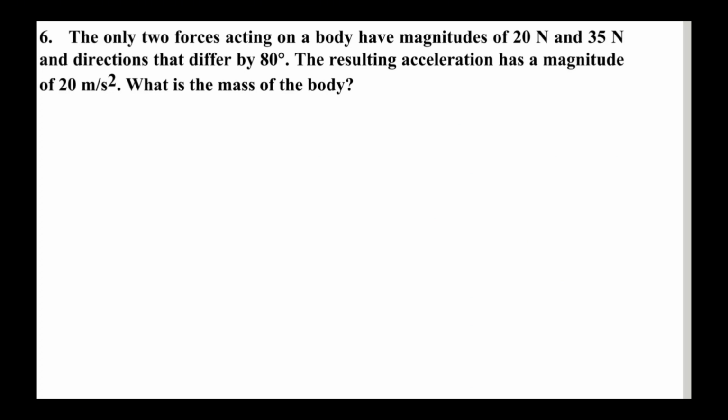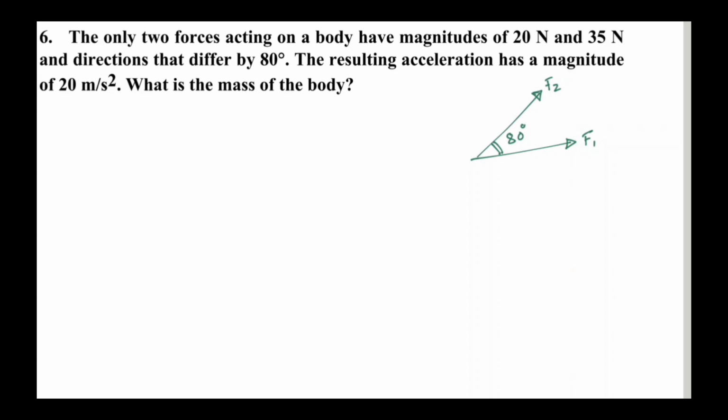The only two forces acting on a body have magnitudes of 20 newtons and 35 newtons and directions that differ by 80 degrees. The resulting acceleration has a magnitude of 20 meters per second squared. What is the mass of the body? Now we have here actually two forces, F1 and F2, and the angle between them is 80 degrees.